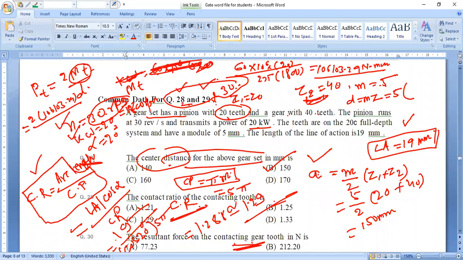20 लेने का रीजन बताओ. Because pinion is weaker. Very good है ना. Pinion is weaker. So we will calculate the force taken by the pinion. So it is this value divided by mz. कितना हो गया? सॉल्व कर दीजिए कितना आ रहा है.